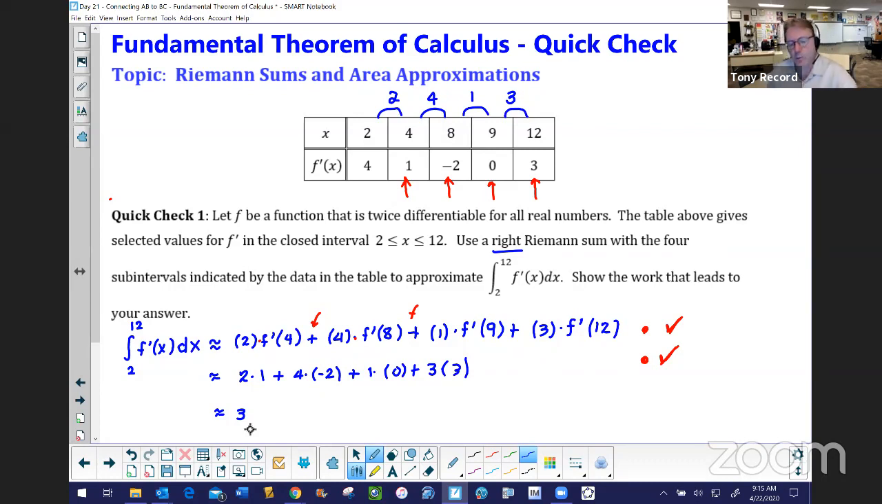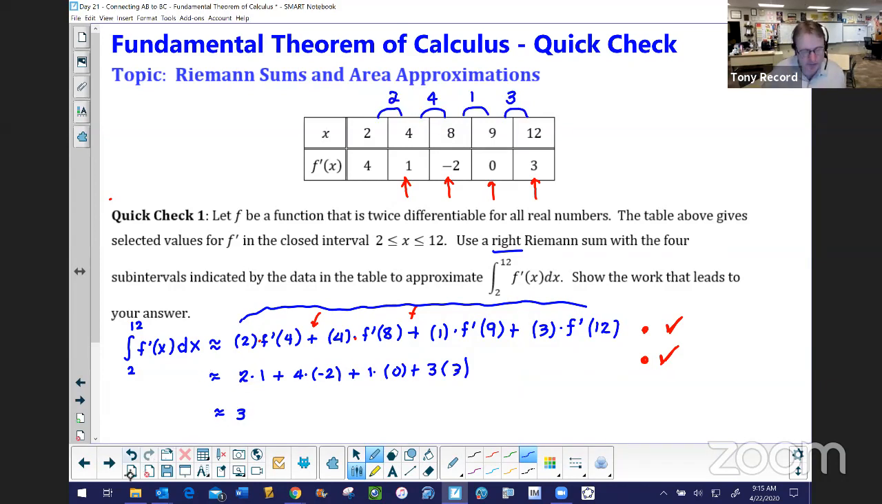Oftentimes, a student could make one little mistake throughout this. Let's say that one of these products may have been misinterpreted, and you might still be able to earn a point for the Riemann sum approximation. We sort of give you that little wiggle room. But I think our goal is to try to be as accurate as possible, and let's make each one of those products accurate. All right, so that takes care of our quick check 1 for Riemann sums.